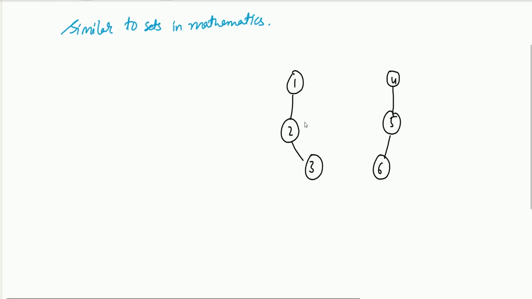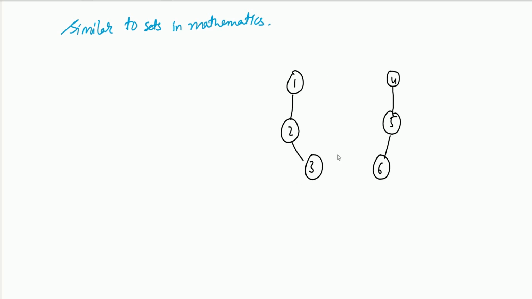Let's take this example. I have a disjoint graph in which one component is having three vertices 1, 2 and 3, and another one is also having three vertices 4, 5 and 6. Now disjoint sets are generally used to detect if there is a cycle or not. This disjoint set will be used mostly in Kruskal's algorithm, in which we have to detect whether there is a cycle or not, which we will see in the next video. So first of all we have to see here.